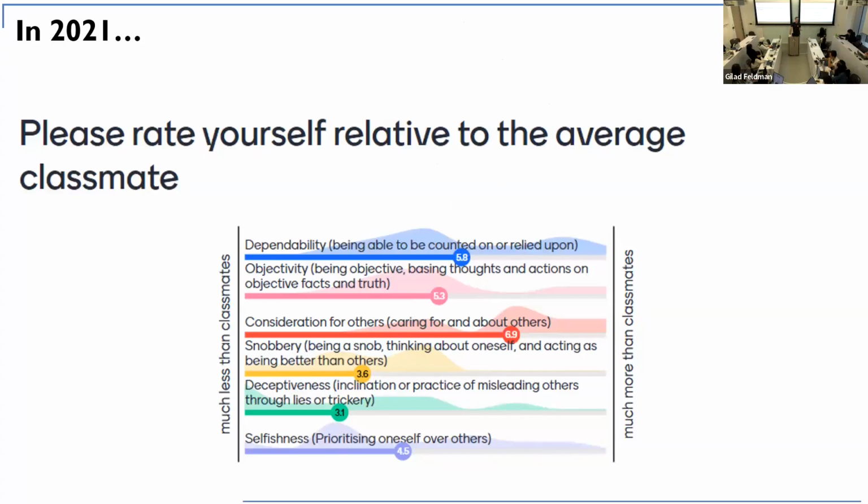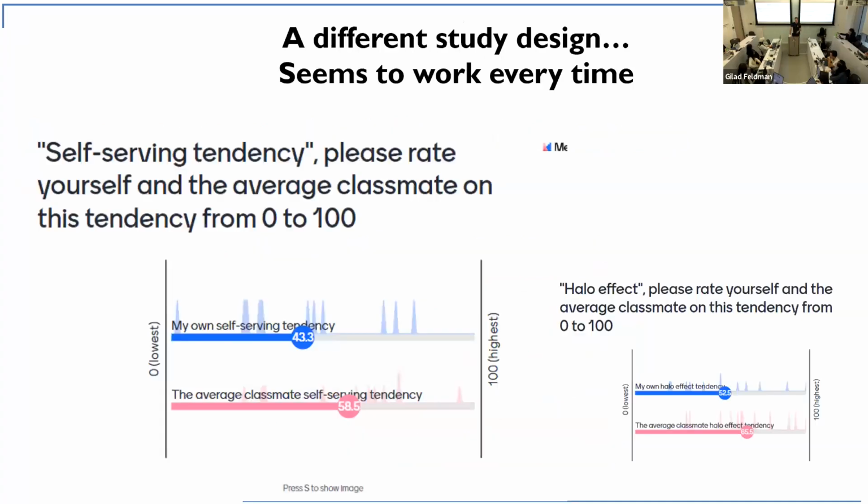So even though I tell them about the bias, I ask them, here's a list of biases like halo effect or self-serving tendency. Please rate yourself and rate HKU students. And then you can see that despite me telling them about all of these biases, they still rate themselves as being less biased than others. So my own self-serving tendency is lower than the average classmate self-serving tendency. So it just seems that even when we tell people about the bias blind spot, especially Kahneman and Dorothy Bishop, two big people who know about this, we still fall into this trap.